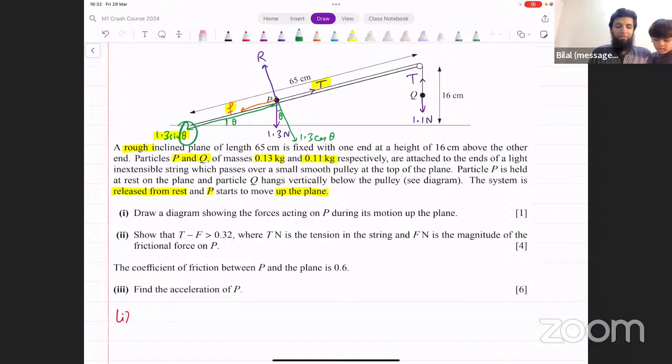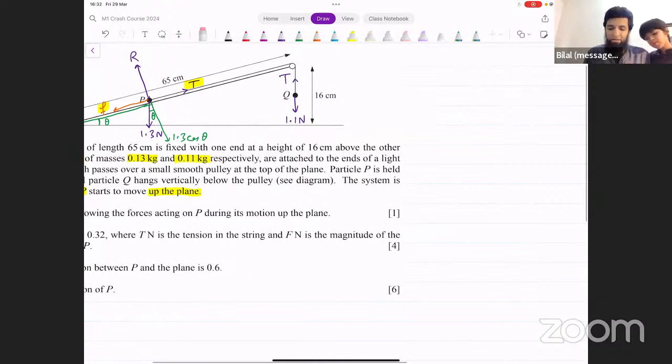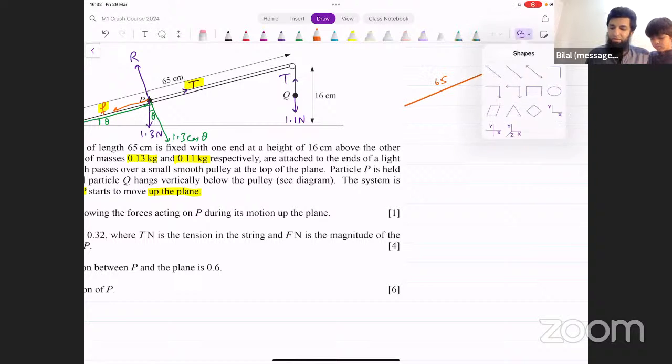Now the problem is we don't have theta. How can you find theta now? For that, they have given us these lengths. This is 65, this is 16. We can use these lengths to find the value of theta. We can make a right angle triangle, right? We have a right angle triangle like this. We have a vertical side, which is 16 centimeters. We have this slanted side, which is 65 centimeters.